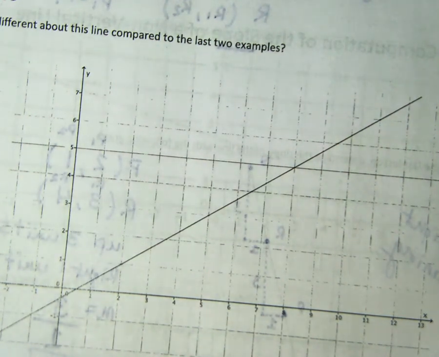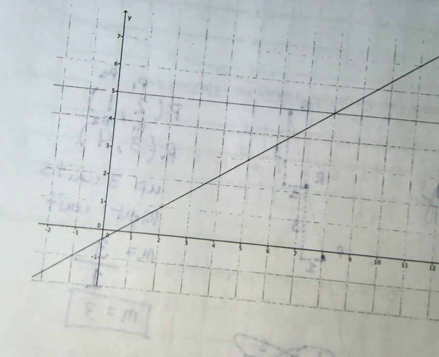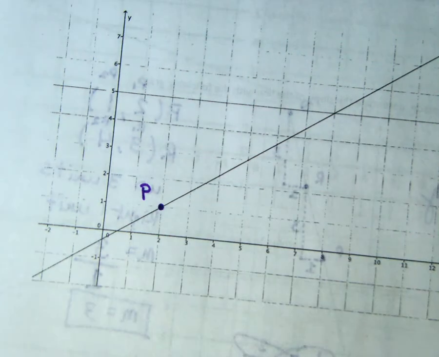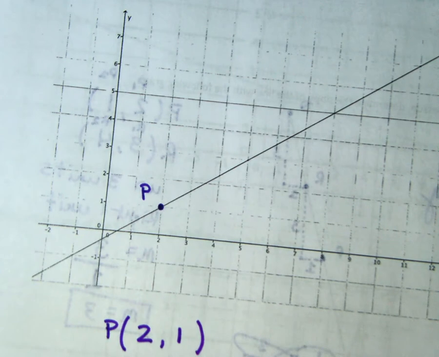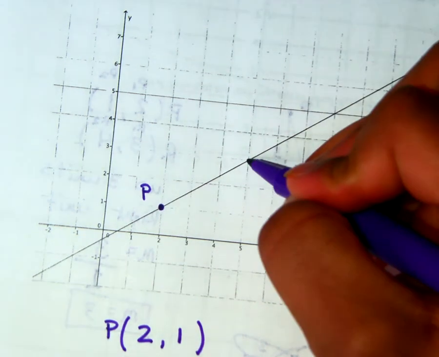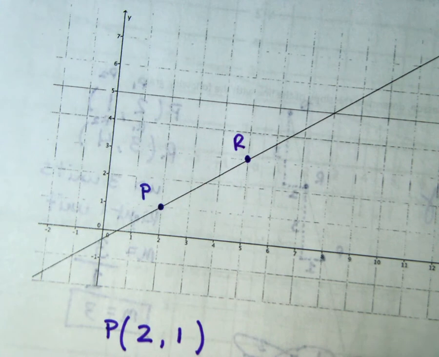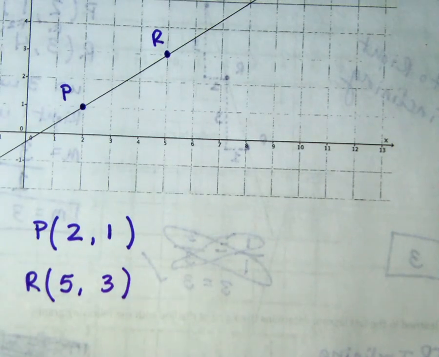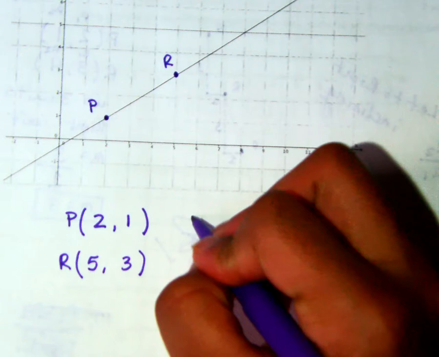Let's pick 2 points on this line and call them P and R. Pick point P at (2, 1). Let's pick point R. Point R is going to be at (5, 3). Now let's use our computational method to find the slope of this line.